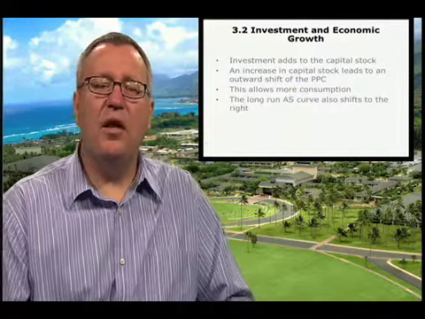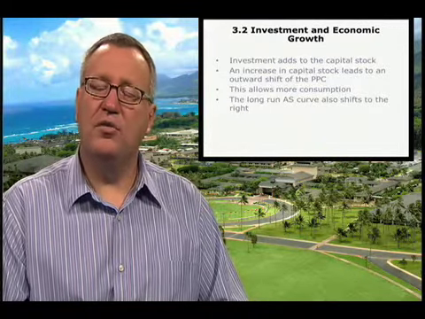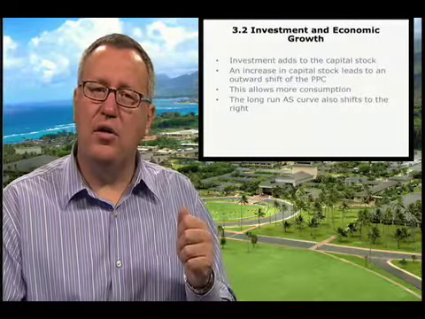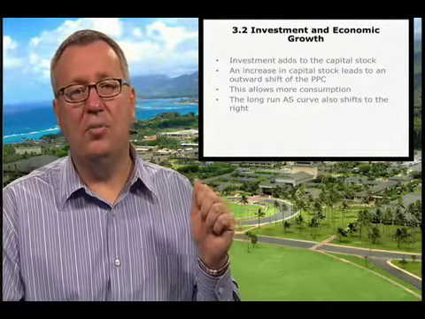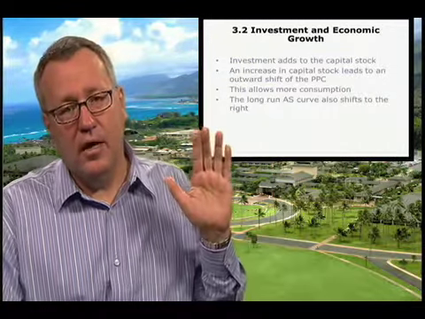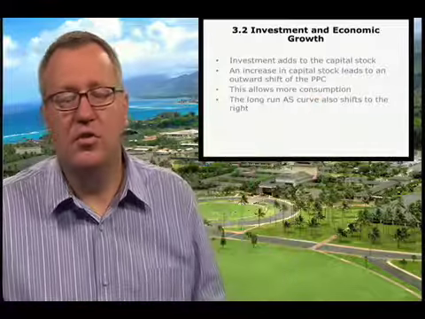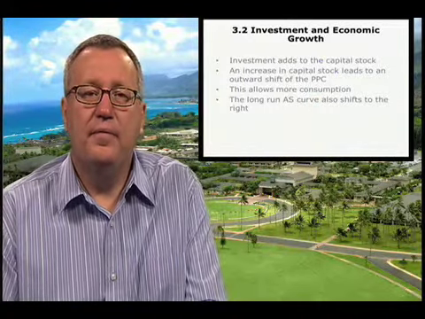Consequently, the long-run aggregate supply curve also shifts to the right. And the reason why this occurs is now that you have more capital or more ability to supply, your average cost of supply has dropped, and so your supply curve shifts to the right, and your aggregate supply is now expanded.